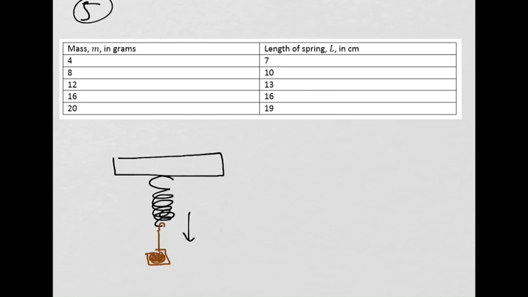So for instance, when I put 4 grams on the spring, it stretches 7 centimeters. When I put 8 grams on, it stretches 10 centimeters. When I put 12 grams on, it stretches 13 centimeters, and so on. We want to figure out how long the spring is going to stretch based on how many grams I put on it. So, to find an equation in slope-intercept form, what 2 things do we need?